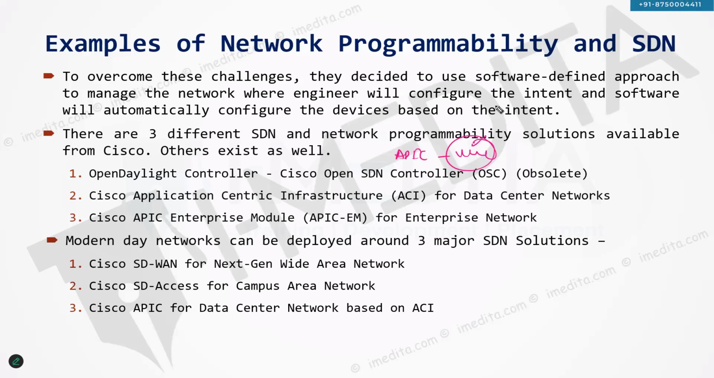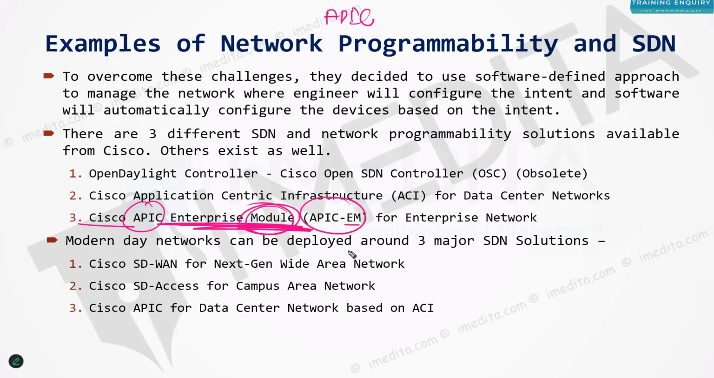In fact, it became so popular that they decided to create an enterprise version of the same controller, and they called it APIC-EM, Application Policy Infrastructure Controller Enterprise Module. EM stands for Enterprise Module. So for the enterprise network, they did create this APIC-EM.